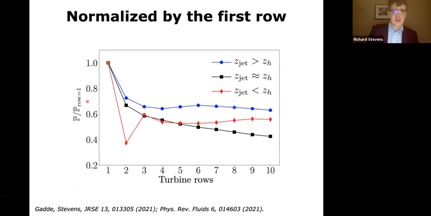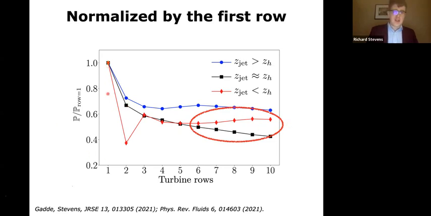So this is the normalized power production versus the downstream distance in the wind farm. What is compared here is three different cases. The blue one is basically similar to the case that we presented in the first part of the presentation. The black one is the jet coming in at the turbine hub height. And then the red one is the jet under the wind farm. And then you see that at the end of the wind farm, roughly at row number five and further downstream, you really see the benefit of this jet setting in.